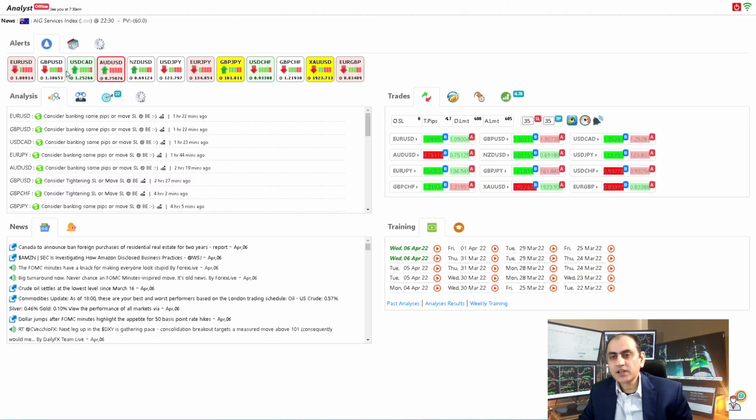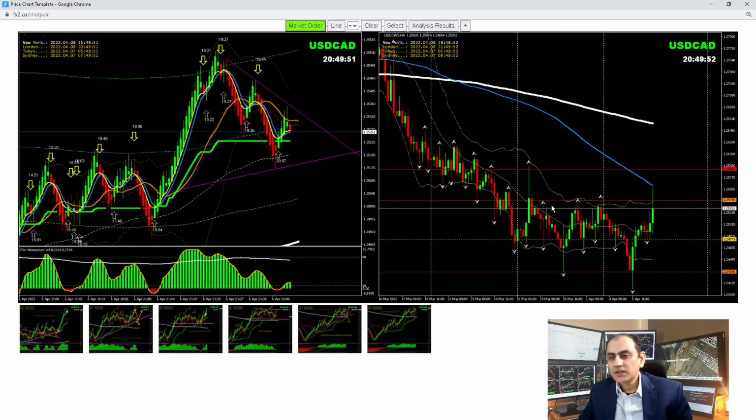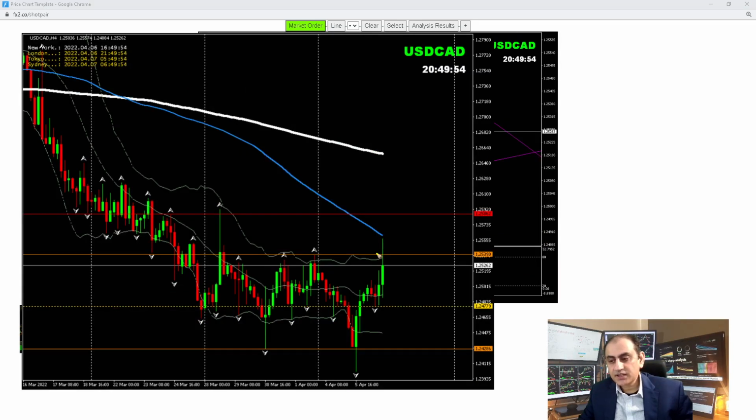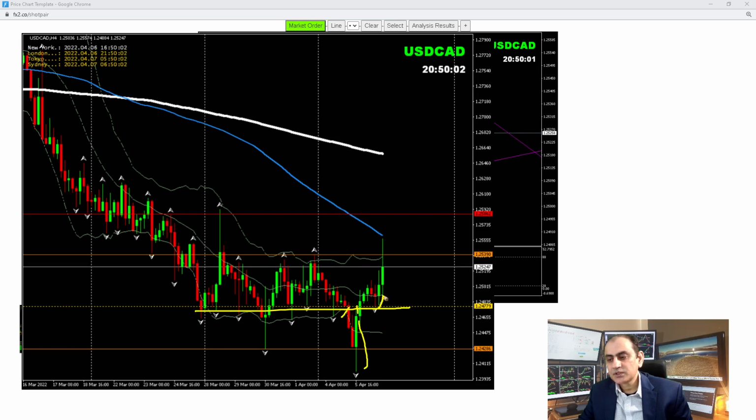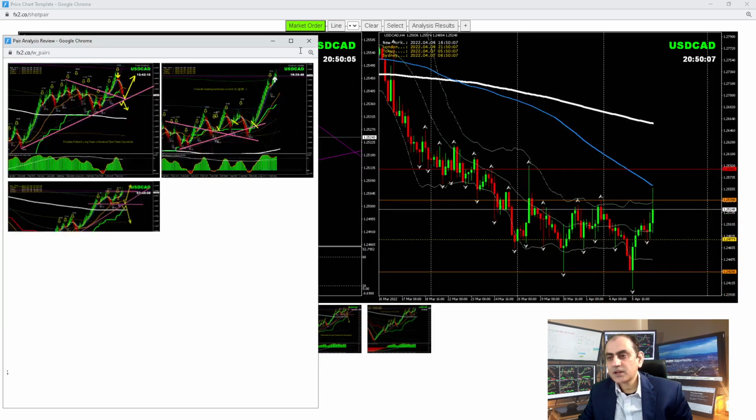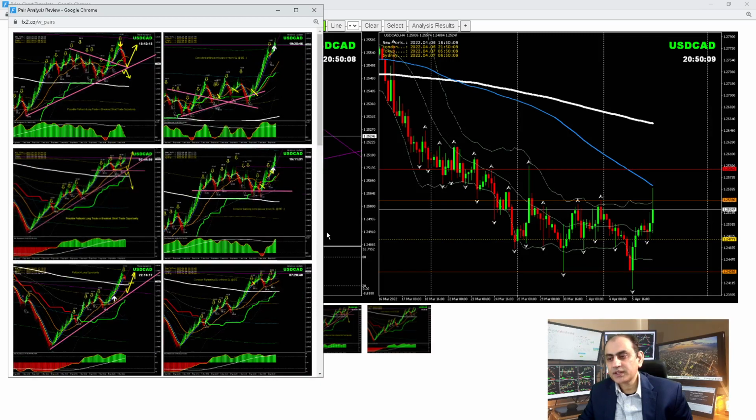All right, so dollar CAD. Okay, from yesterday, as you can see here, our bias was long. That was a beautiful trade here. The price could not respect this resistance level and broke, and we were expecting this pullback. So we have taken a pullback. Let me share with you how I analyze entries. That was a pretty straightforward, beautiful trade here.